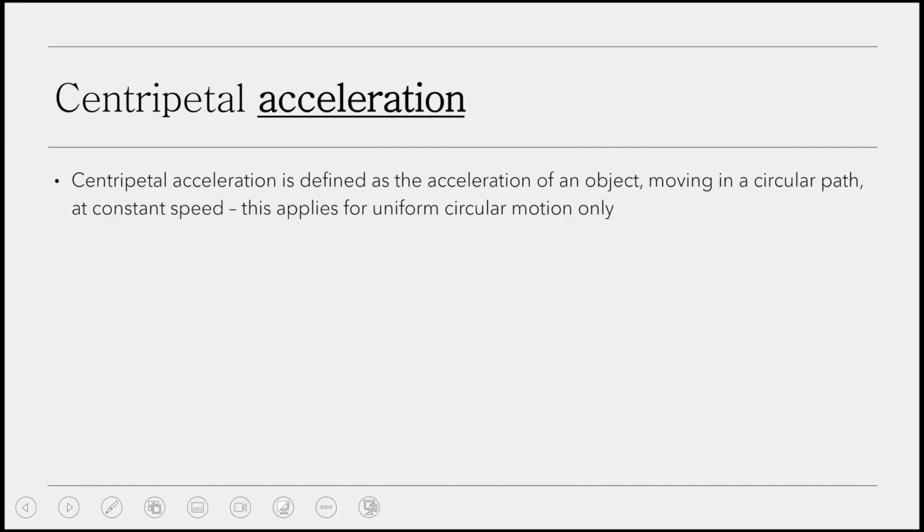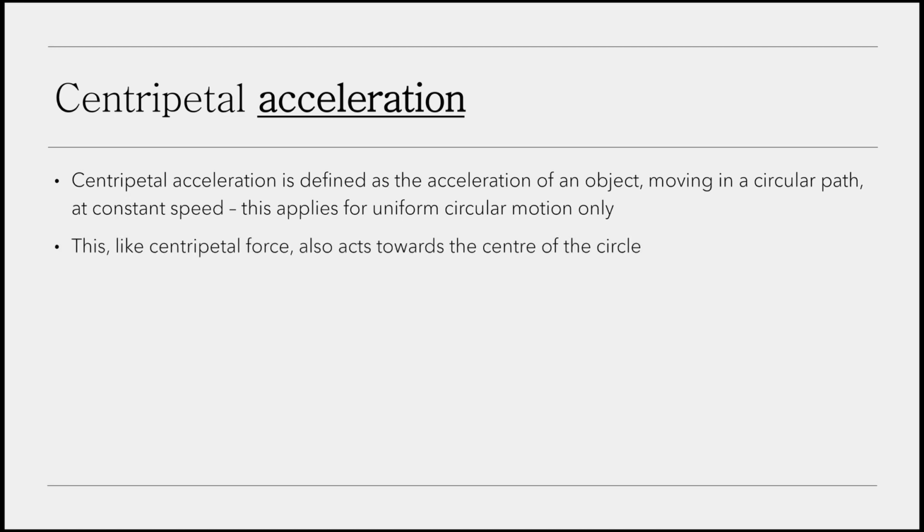So the centripetal acceleration is defined as the acceleration of an object moving in a circular path at a constant speed, and this applies to uniform circular motion only. You only cover uniform circular motion at A level, so don't worry too much about non-uniform circular motion. And similarly to centripetal force, it always acts to the center of the circle. We talked about how if we have a velocity which is acting like this, the centripetal force is acting perpendicular to that velocity and the acceleration is acting in that same direction as well. So it's always seeking the center.